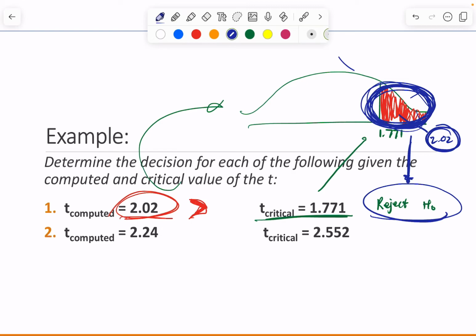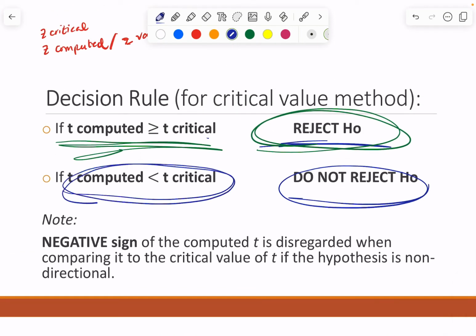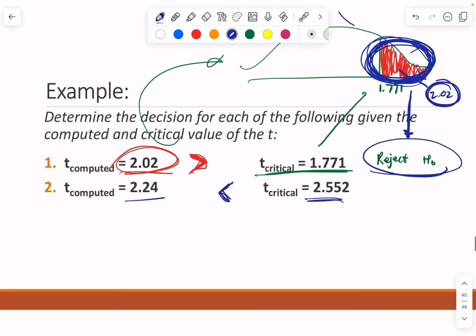Now, let's proceed with example number 2. So, sa example number 2, greater si t critical. Mas dako si t critical nga 2.552 compared with 2.24. So, let's check the decision rule. Asa man na siya natunong? So, natunong siya dinhi. Unsa man dayon ang result? So, we have to not reject the null hypothesis or accept the null hypothesis. So, do not reject the null hypothesis.